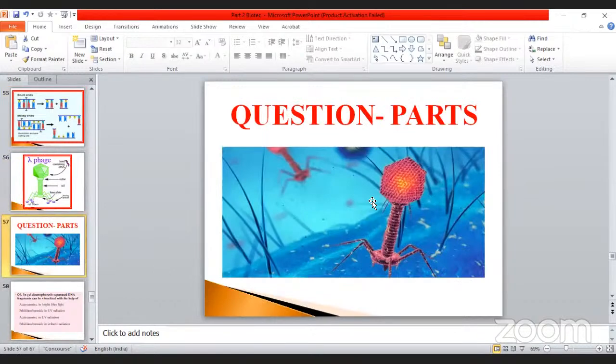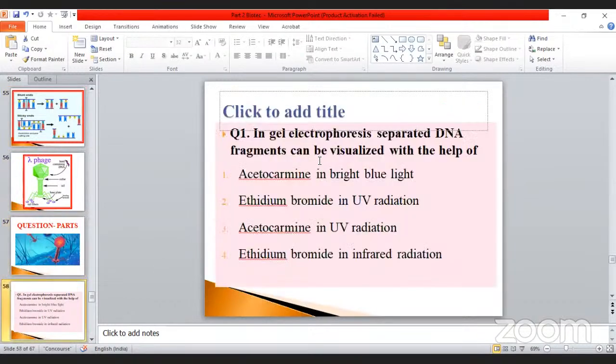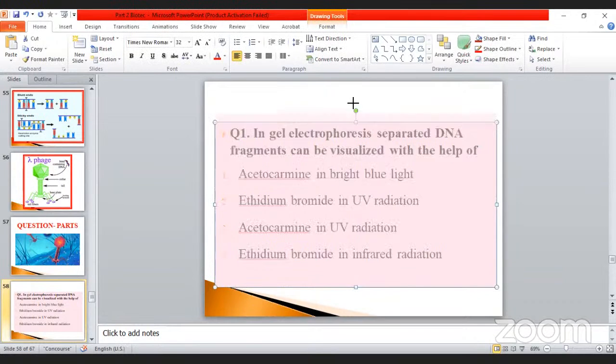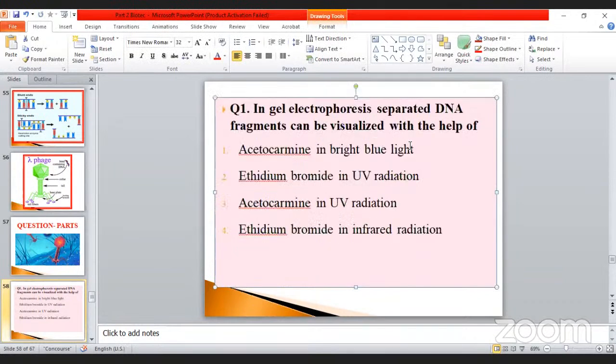The question part. See the first question. In gel electrophoresis, separated DNA fragments can be visualized with the help of which one? Which one is correct, my dear? Dhanalakshmi. Sir, ethidium bromide. Ultraviolet radiation, UV radiation. Right, very good. Exactly correct, my dear.